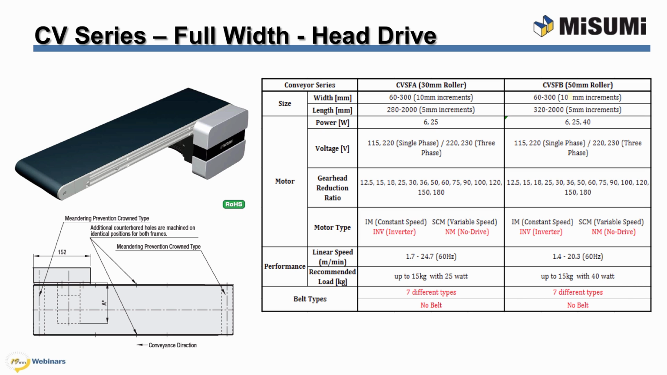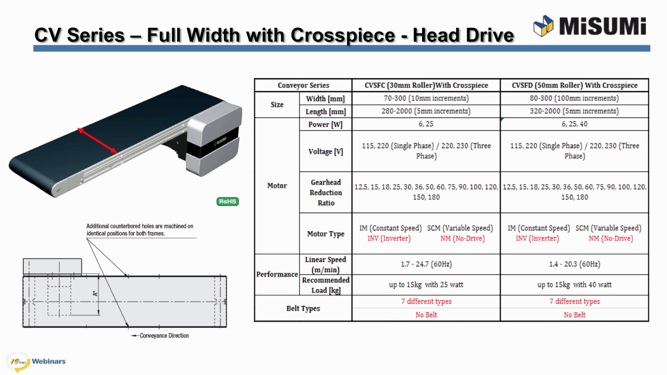CVSFA and CVSFB is a full width conveyor type with roller size of 30 and 50mm respectively. The advantage of this conveyor is to provide larger width up to 300mm in 10mm increments. CVSFC and CVSFD have the same specification as the CVSFA and the CVSFB. However, this series utilizes a guided belt.